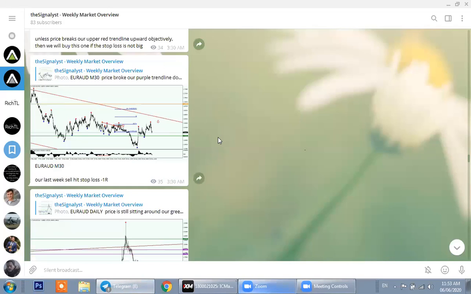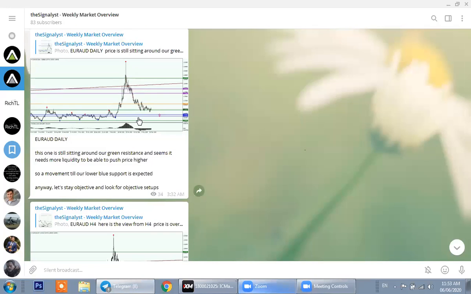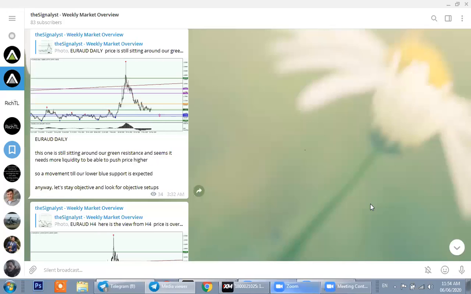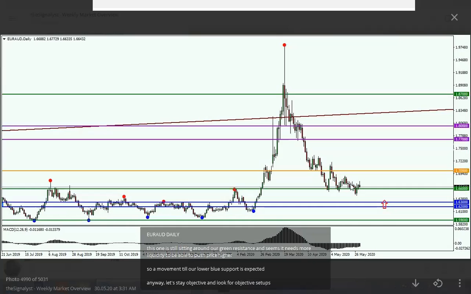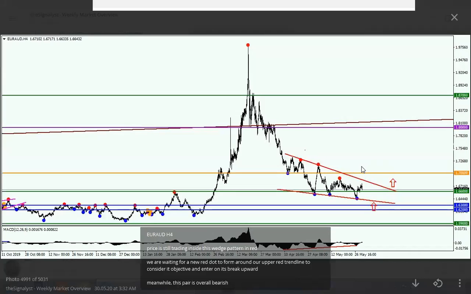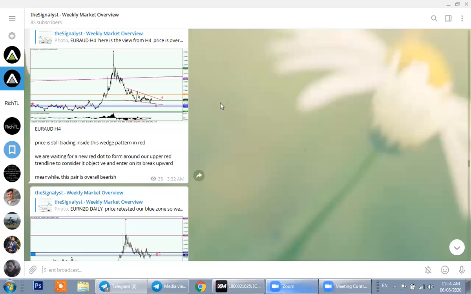Let's continue to Euro AUD. We had a stop loss last week around here. On Euro AUD, we were waiting for price, as mentioned, it needs more liquidity, so we're waiting for price to reach our lower blue support to look for buy opportunities, as we were overall bearish on Euro AUD. On H4, we were waiting for an objective break above our upper trend line to look for buy opportunities. And as mentioned, we will be looking for buy opportunities as price approaches our lower blue support.